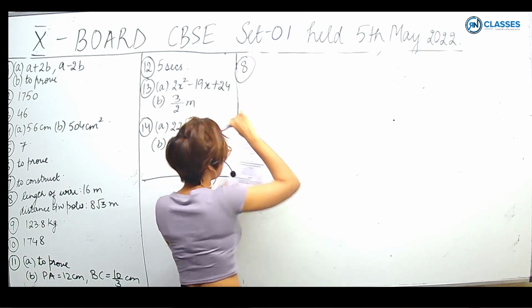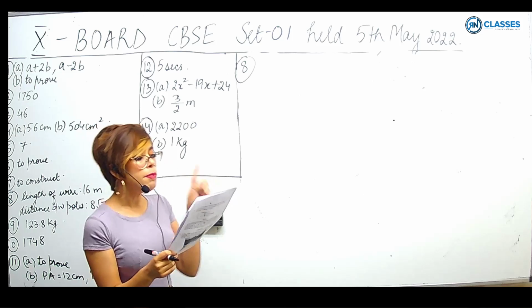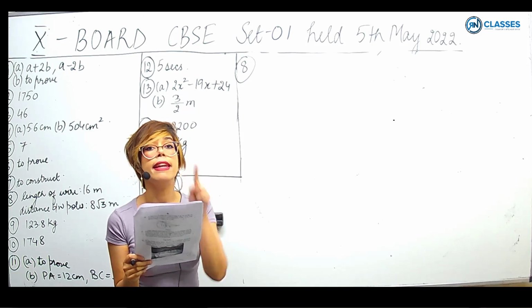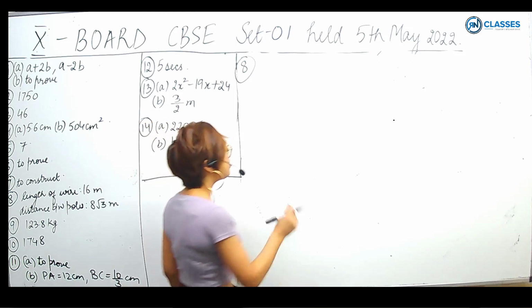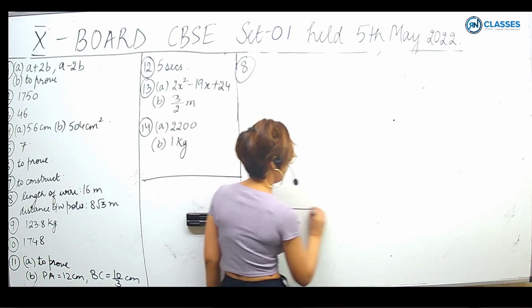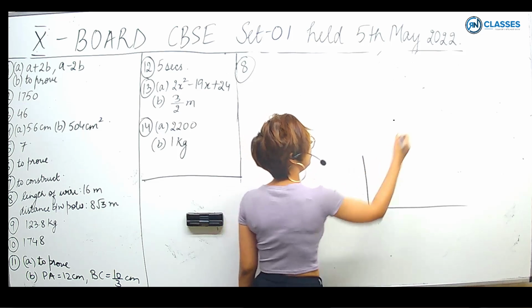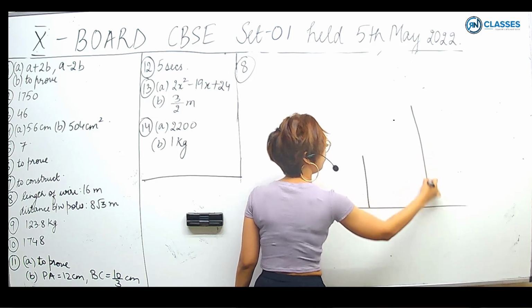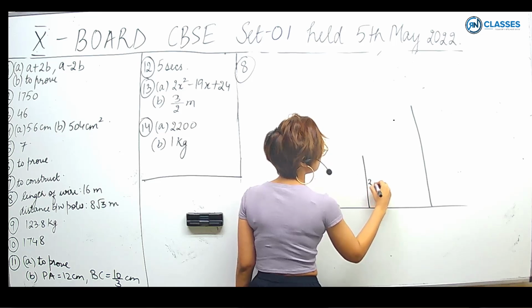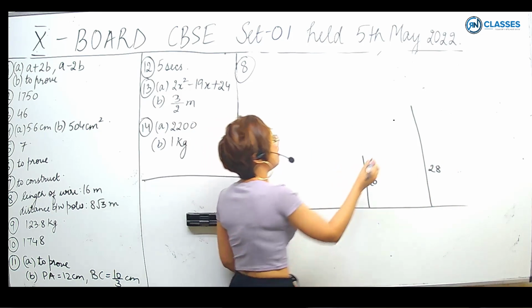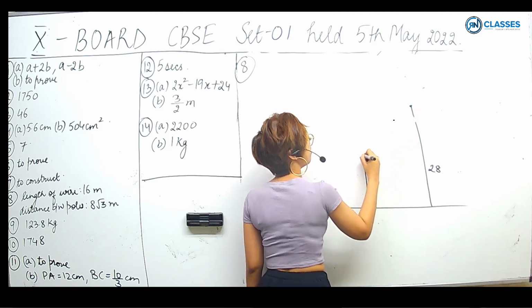Question number 8. Now he says, the tops of two poles of height 20 and 28 are connected with a wire. So poles have to be on the ground. So let me make the ground first. Right. So suppose this is my first pole and this is my second pole. Right. This height is 20. This is 28. Alright. They are connected with the wire. So this is my wire.